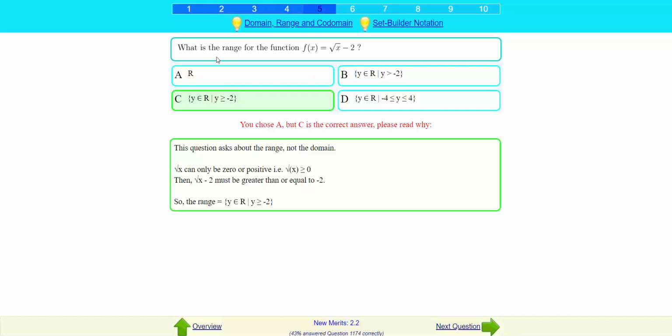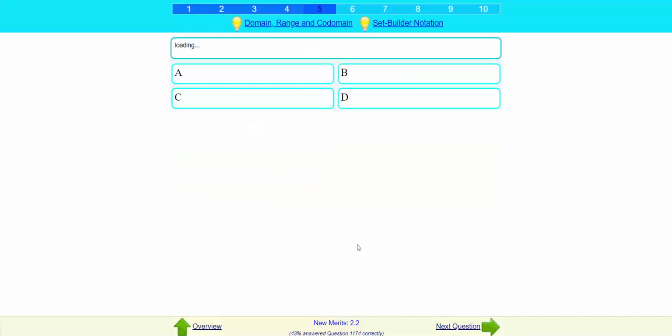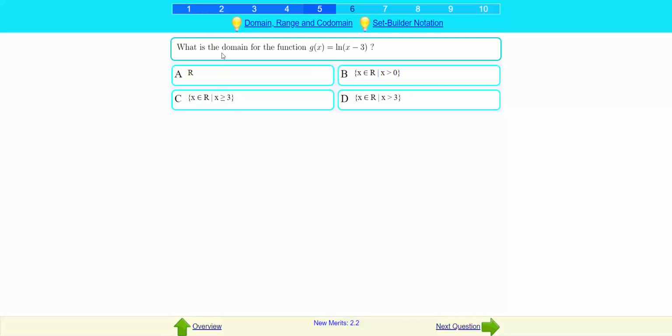So what did it say? Yeah, so when this is 0, square root of 0, you basically have negative 2. Then that value increases every time. Okay, moving on.